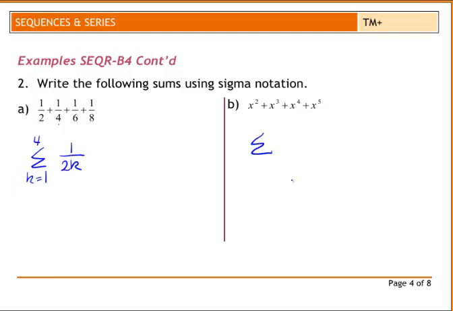Next one, x squared, x cubed, x to the 4, x to the 5. So here, it might make more sense to say, well, k is starting at 2 and I'm going to go up to 5. I actually have x as being my variable, and I want to put the power of k. So that's x squared plus x cubed plus x to the 4 plus x to the 5.